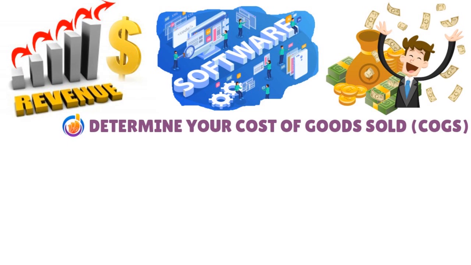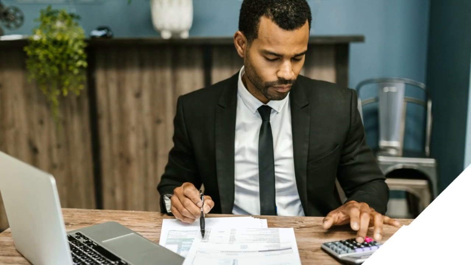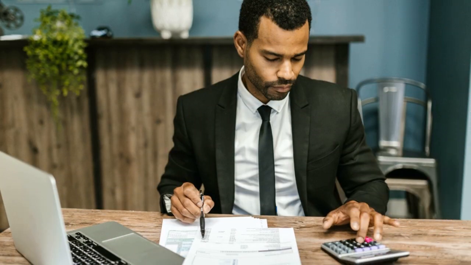To calculate your COGS, there is a basic formula. You start with your beginning inventory, add your purchases, and then subtract your ending inventory. This will equal the cost of goods sold. That's important from an accountability point of view. Now, if you're selling services, there is a different formula, but it's pretty similar.